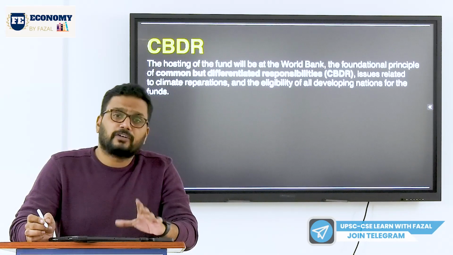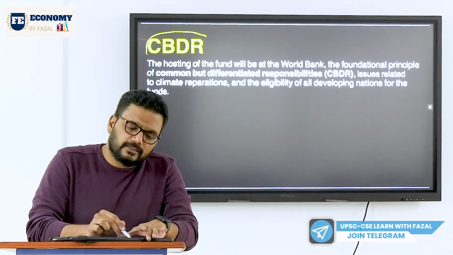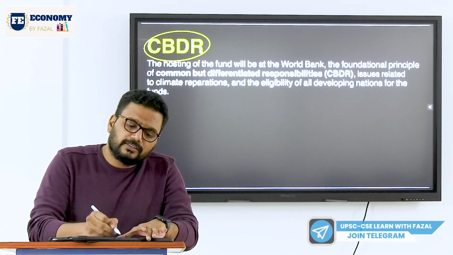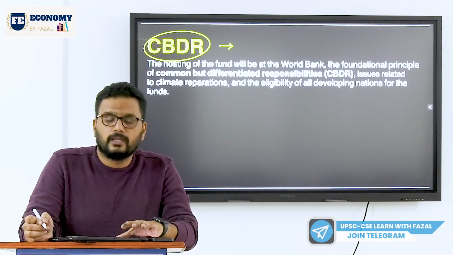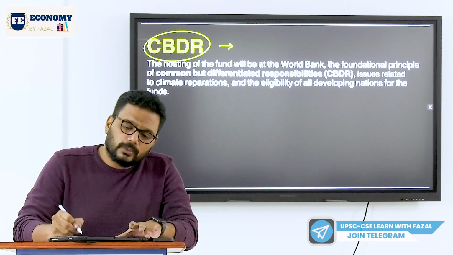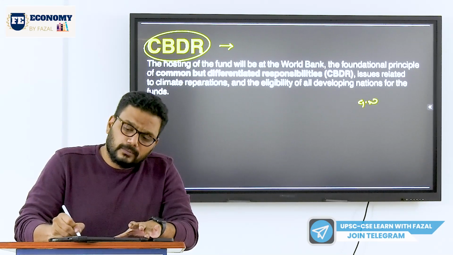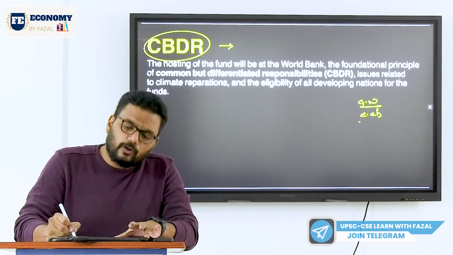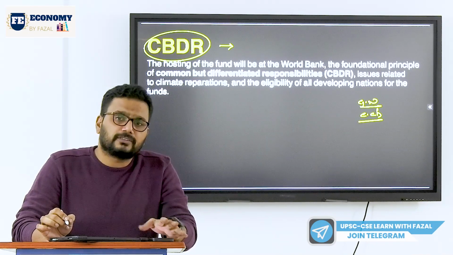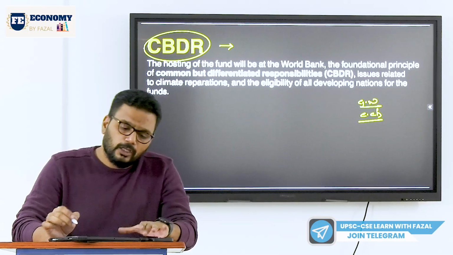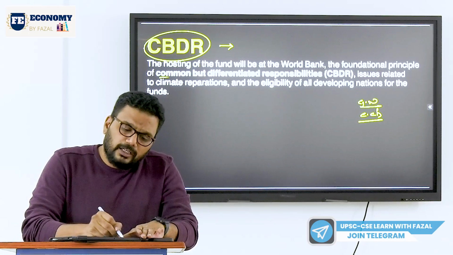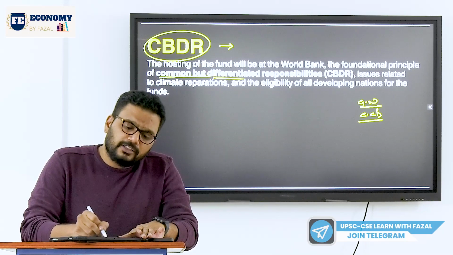And next, there was a very important term in news which is called CBDR. Now, what is CBDR? CBDR is nothing but common but differentiated responsibilities. What is common? Global warming and climate change are common issues that the earth is going to face. So, every country is equally responsible. So, it should be common but differentiated responsibilities.